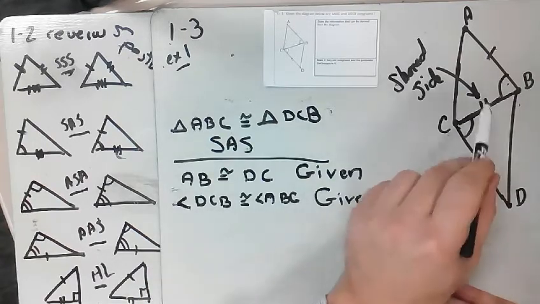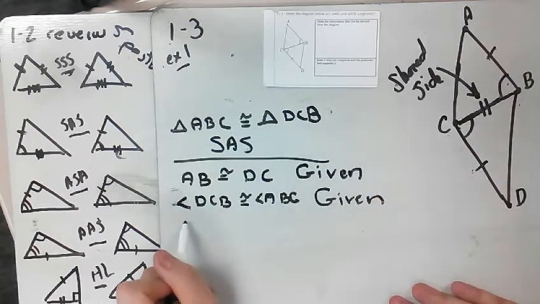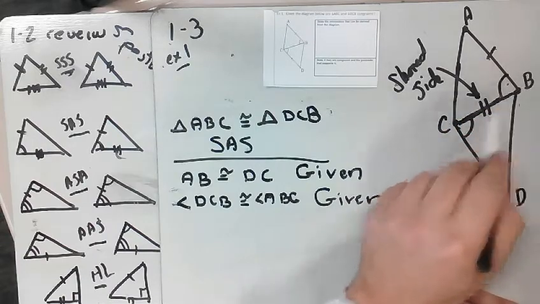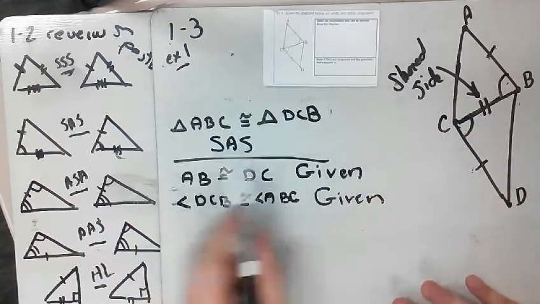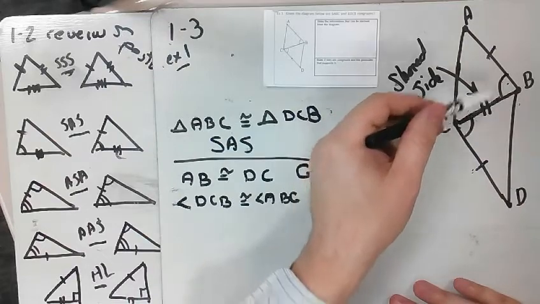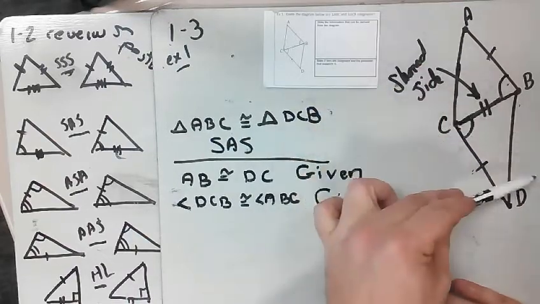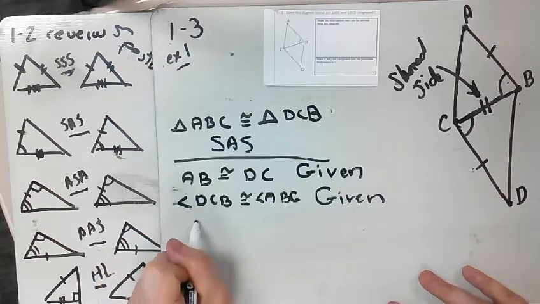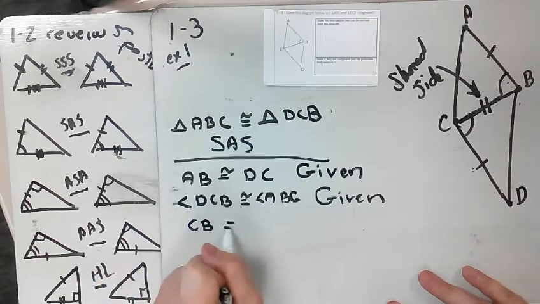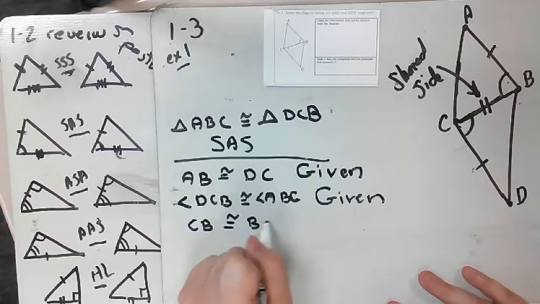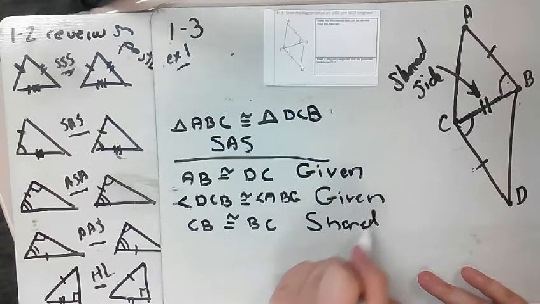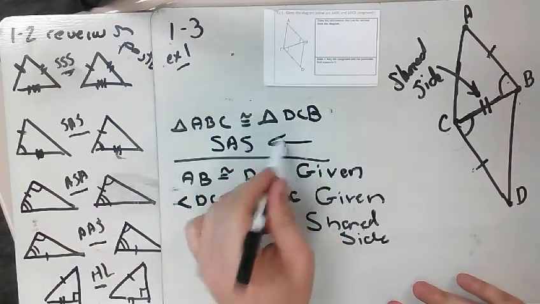Then the last part, which we figured out, was that side CB is congruent to BC. Notice I switched it, because this side applies to this triangle and this triangle. I represent that by changing the order. And we said that that was a shared side. So I made this statement here.